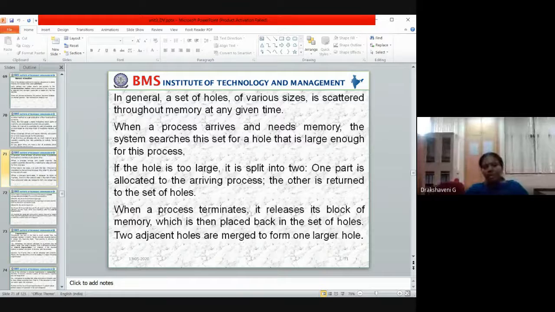When a process terminates, it releases its block of memory, and it is placed back in the set of holes. Two adjacent holes are merged to form a larger hole. Suppose Akash was on the first bench and Mithili on the second bench, and both of them have completed. Then I can combine whatever space Akash had and whatever space Mithili had. If it is side by side, then we can combine. If it is not side by side, then we cannot combine.